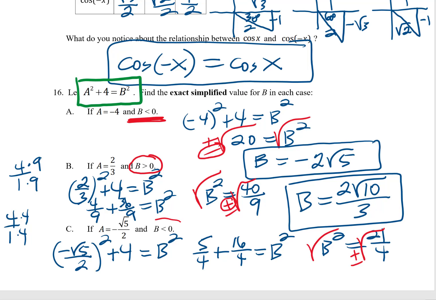I will square root both sides, plus or minus. What am I choosing this time? B is back to being negative, so I'm choosing the minus. And this one doesn't simplify much. My answer is negative. Square root of 21 does not simplify, and square root of 4 is equal to 2. Negative root 21 over 2.